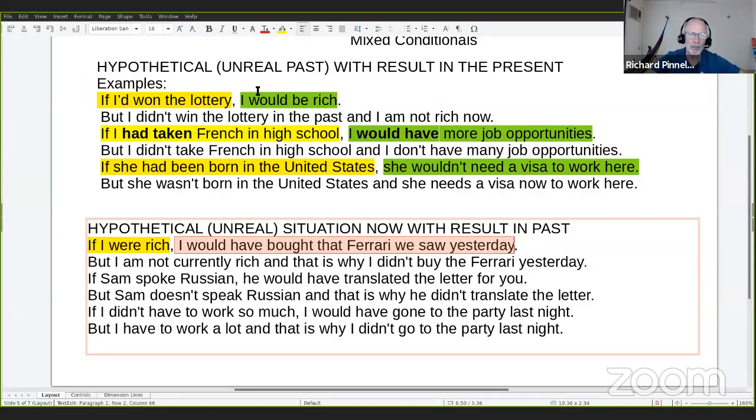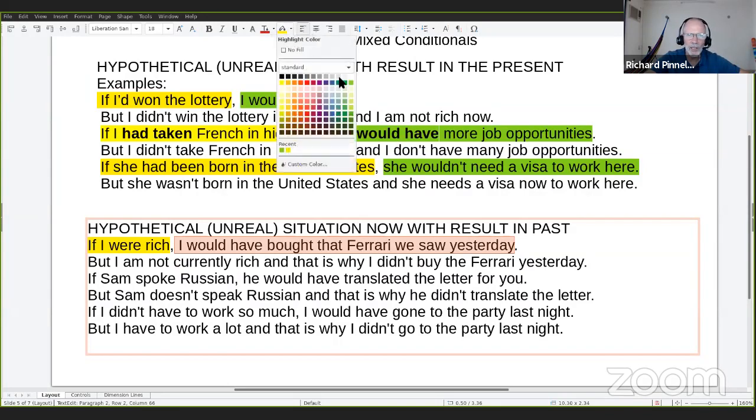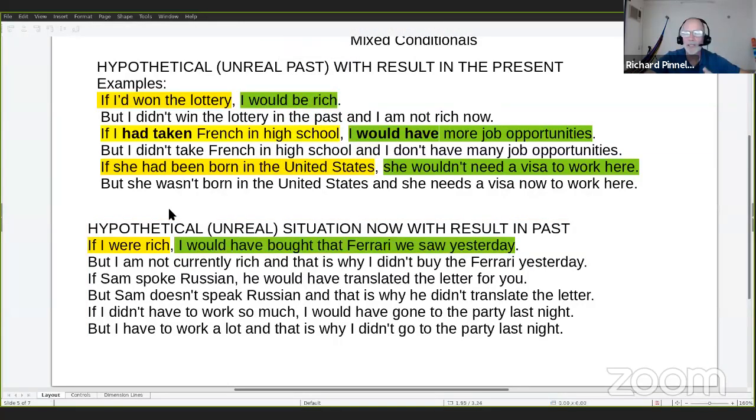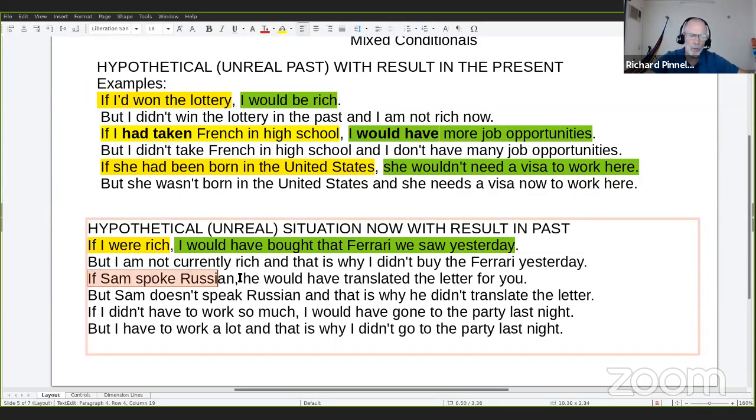This is with the past. So this type is not very common. It's actually quite difficult to come up with examples of a hypothetical situation now with a result in the past. The first ones are more common, but it is possible. If Sam spoke Russian, he would have translated the letter for you. If Sam spoke Russian now, he would have translated the letter for you yesterday. So not so common. Really here, this is like generally. If Sam spoke Russian generally, he would have translated the letter for you.